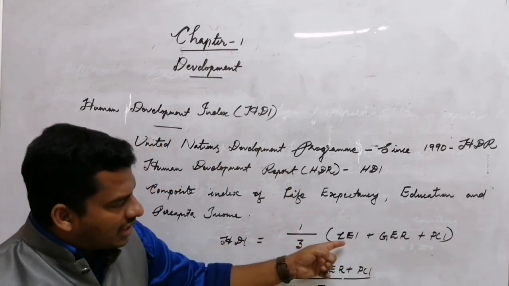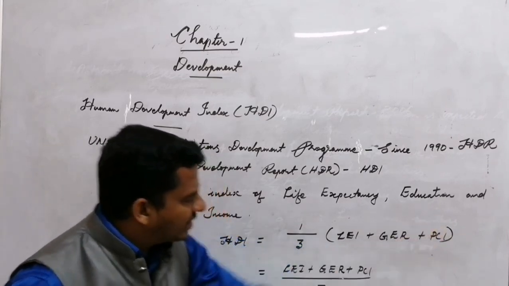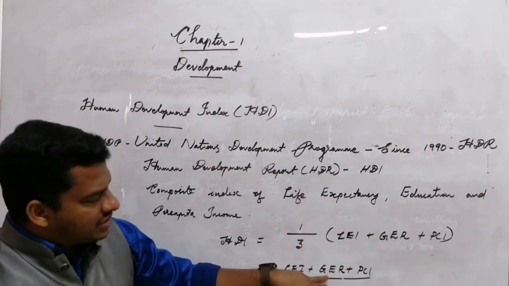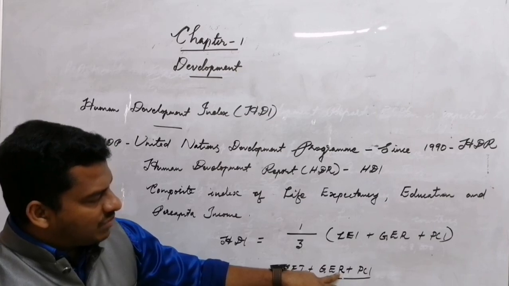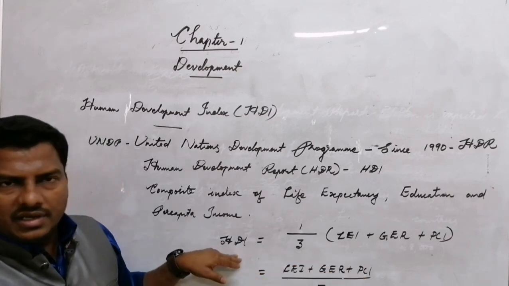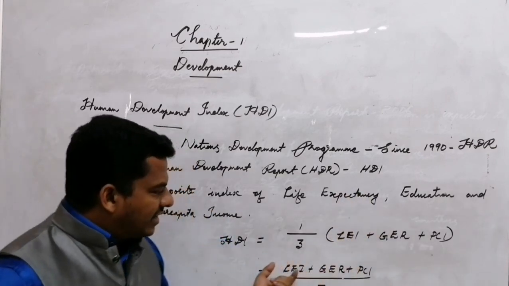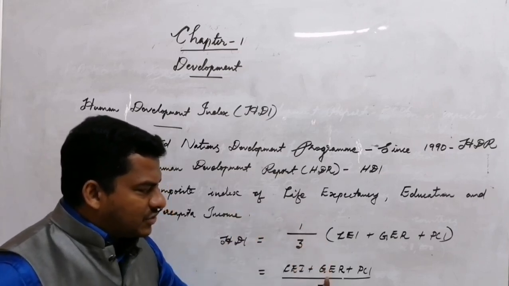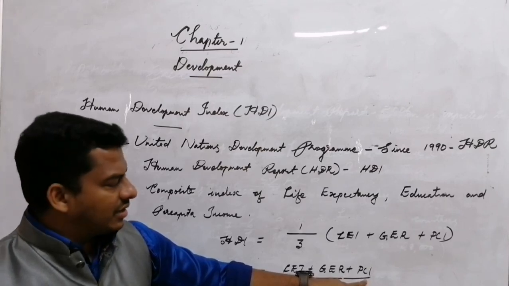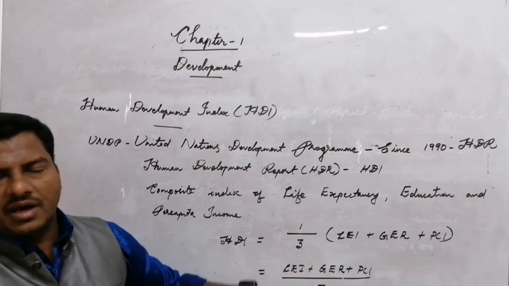HDI is 1 by 3 into life expectancy index plus gross enrollment ratio plus per capita income. That means this HDI is an average of these three indicators. We are taking life expectancy, from education the gross enrollment ratio, and from income the per capita income. So we are adding these three and dividing by 3. It is an average index.